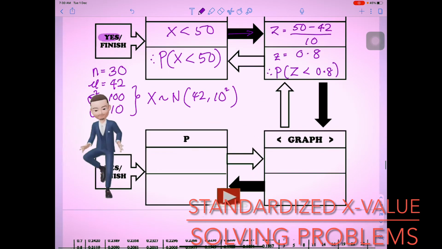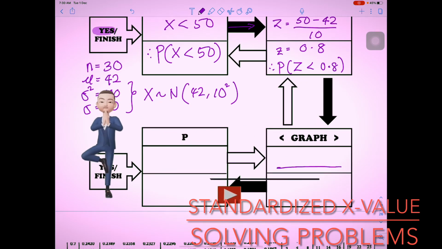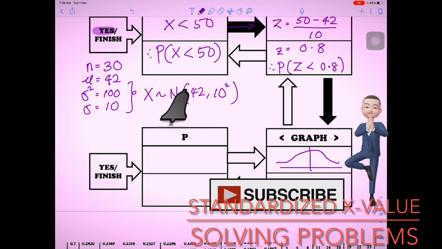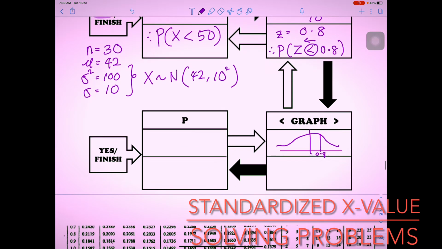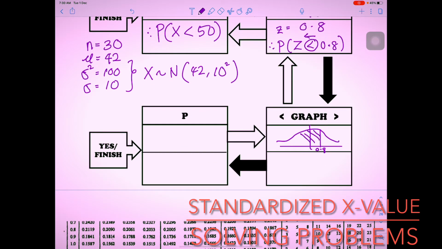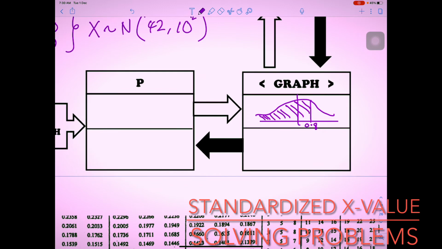We sketch the graph. This is the bell-shaped curve. 0.8 is on the right-hand side, and the direction of the inequality is to the left. Then the question is how to find the area of the shaded region. So 1 minus the small area of the shade, which is beyond 0.8.